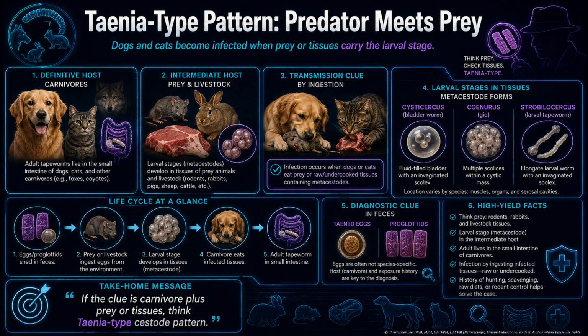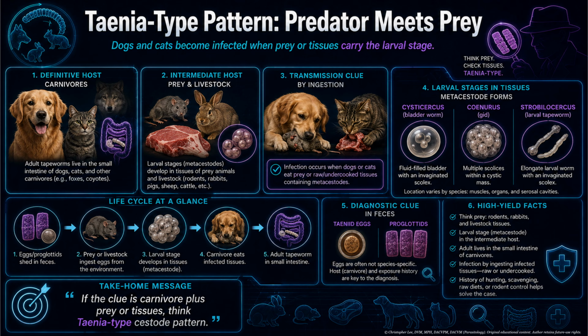Adult tapeworms live in the small intestines of dogs, cats, or other carnivores. Eggs or proglottids pass in the feces. A rodent, rabbit, or livestock species ingests the eggs, and the metacestode develops in its tissues. Depending upon the species, the larval form may be a cysticercus, coenurus, or strobilocercus. The carnivore becomes infected when it eats prey, scavenges, or consumes raw or undercooked tissues containing the metacestode.